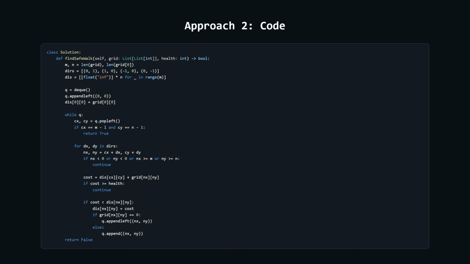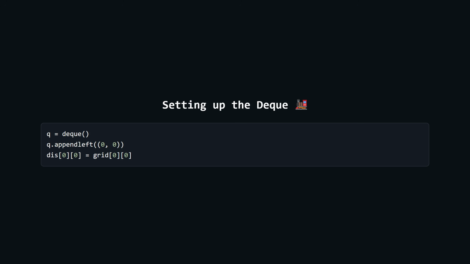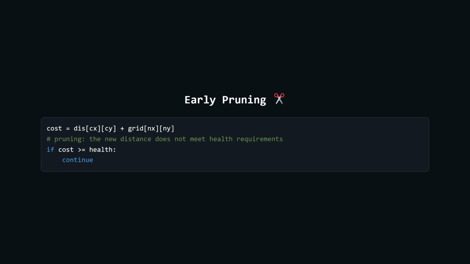Here is the code for the 0-1 search. It looks similar, but let's highlight the key differences. Instead of a priority queue, we create a double-ended queue. We throw our starting spot into the front of the queue and record the damage of the very first cell. As we check neighbors, we calculate the new total cost.